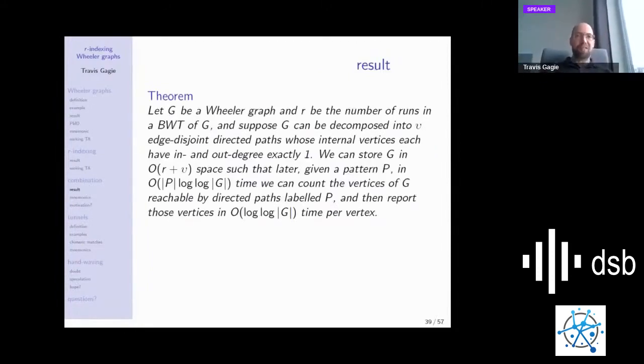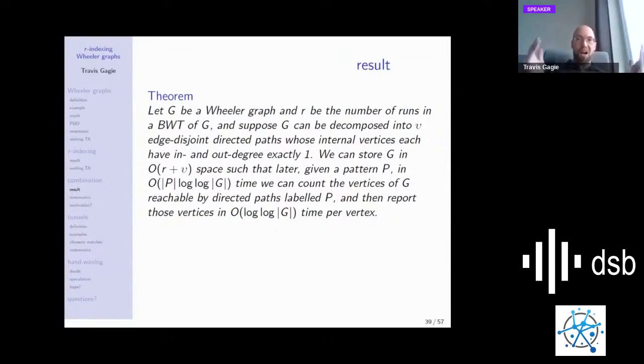What is the result? Let G be a Wheeler graph, and let R be the number of runs in the Burrows-Wheeler transform of G. Suppose G can be decomposed into upsilon edge-disjoint directed paths whose internal vertices each have in and out degree exactly 1. These are unitigs, okay? So upsilon for unitig. We can store G in O of R plus upsilon space such that later, given a pattern P, in length of P log |G| time, we can count the vertices of G reachable by directed paths labeled P, and then we can report them in log |G| time per vertex.